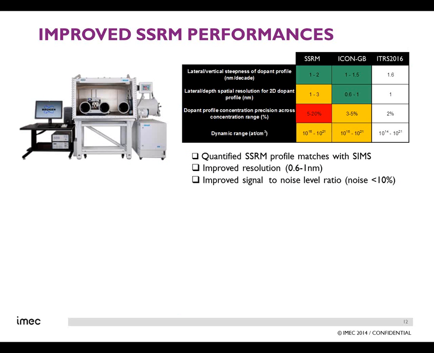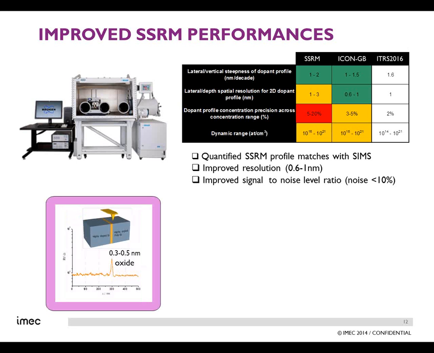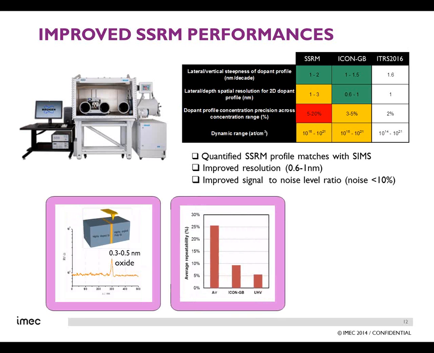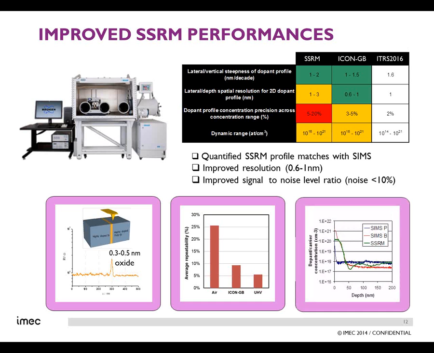Here again I show this graph where you compare the ITRS requirements with SSRM performance, and you can see that in the case of the Icon glove box we have been able to increase the resolution and to reduce the noise level. Resolution, Peter showed it already. We are able to measure in ideal conditions features which are smaller than 1 nanometer. And the noise level, this is measured in this graph, this is the average repeatability. You can see that air versus this Icon glove box, there is a big improvement. If you go to UHV, you can go a bit further in terms of image quality. But then, of course, you have all the complexity linked to the use of UHV.